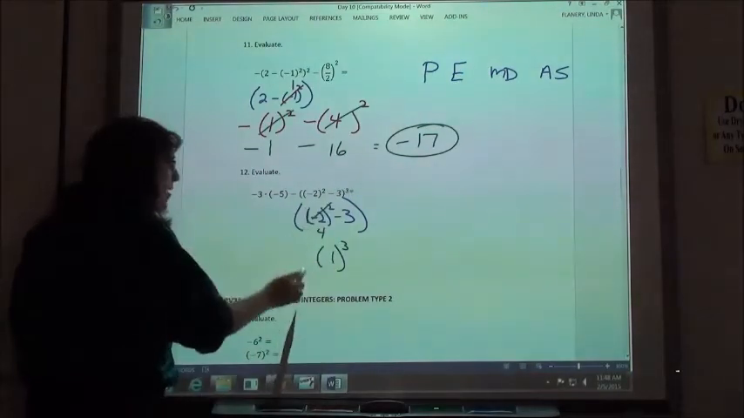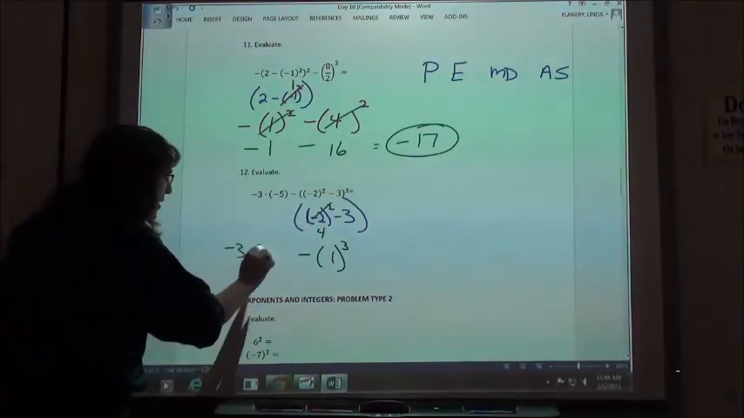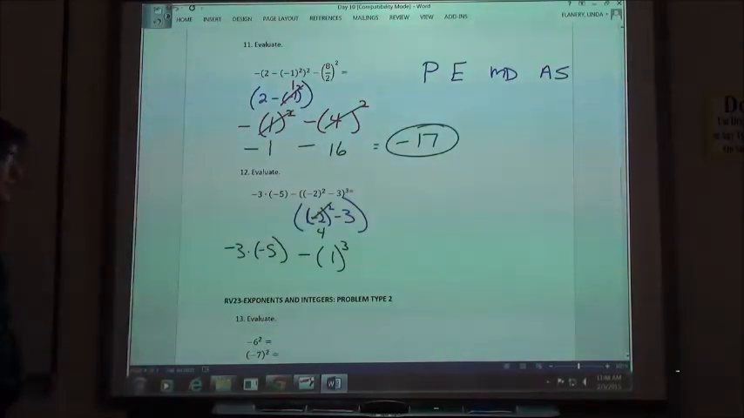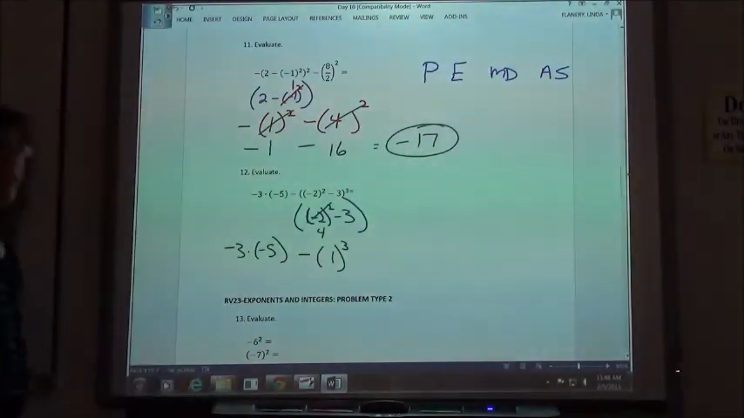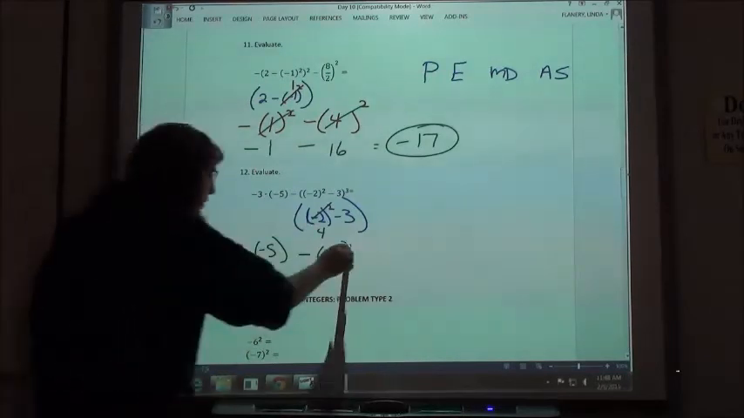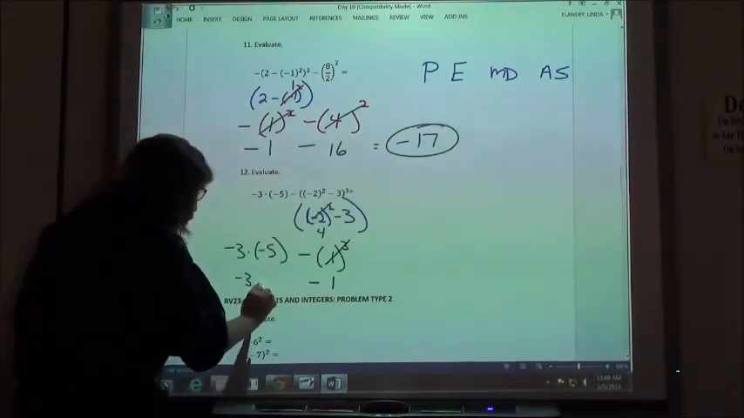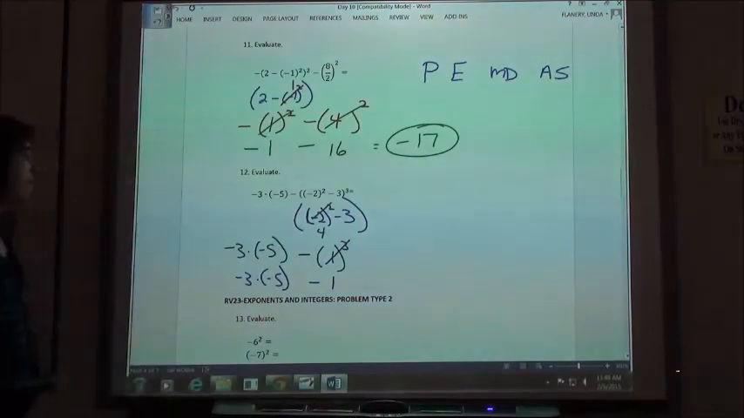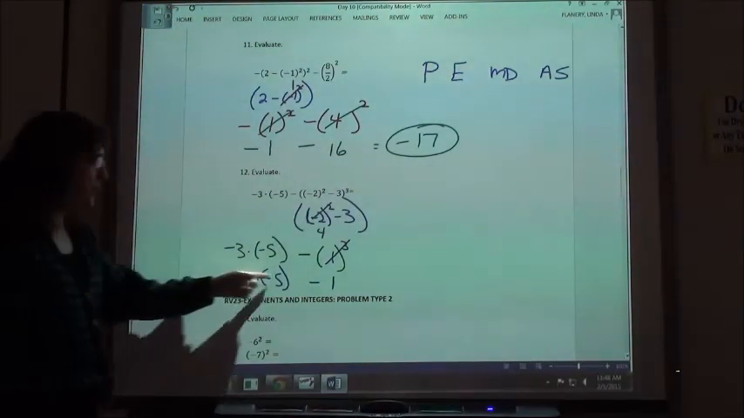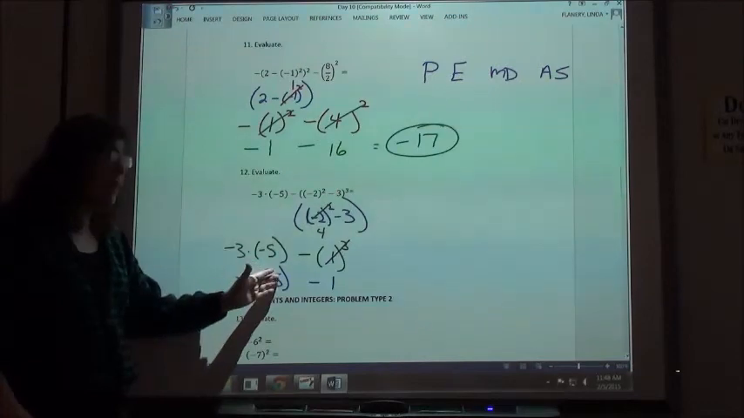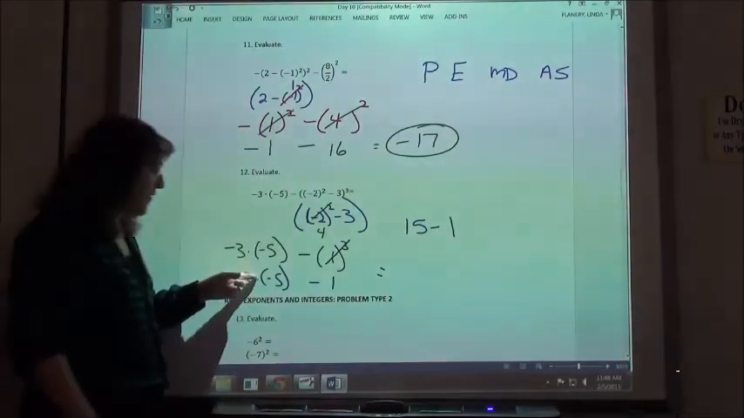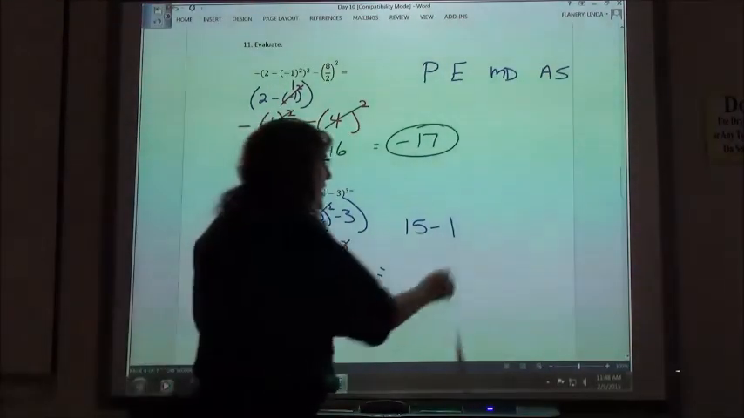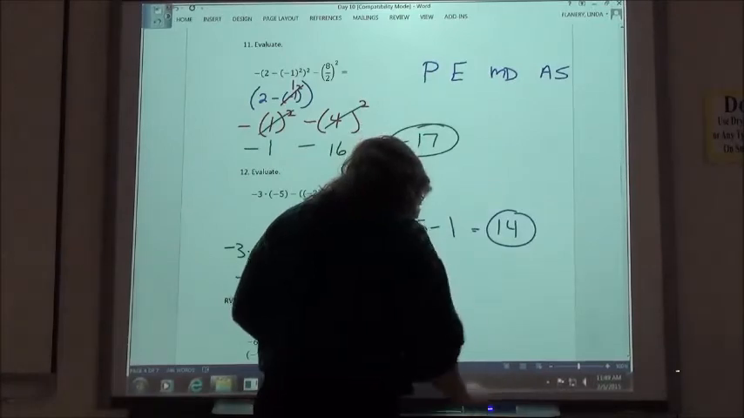So there's a cube down the outside, a minus in front, and negative 3 times negative 5 in front of that. Following my order of operations, I have to do my exponent. I am just cubing the 1 there. 1 times 1 times 1 is still 1. So this is 1. Now following my order of operations, I have to multiply. Negative 3 times a negative 5 is a positive 15. So now I have 15 minus 1. 15 minus 1 is 14. 14 is then my answer.